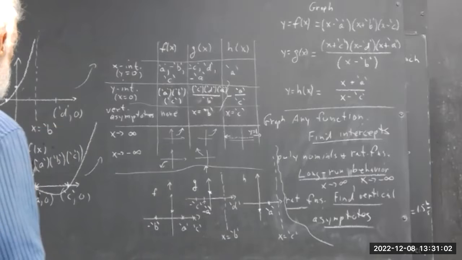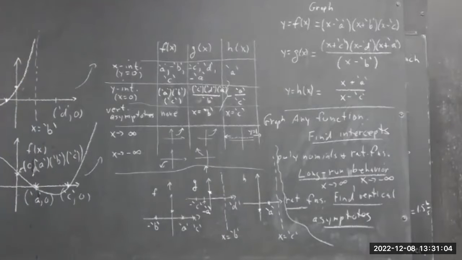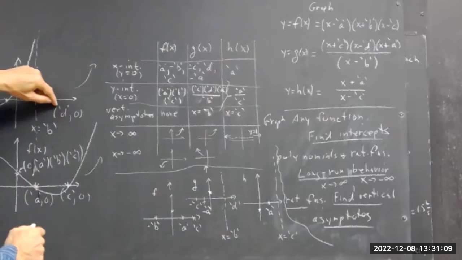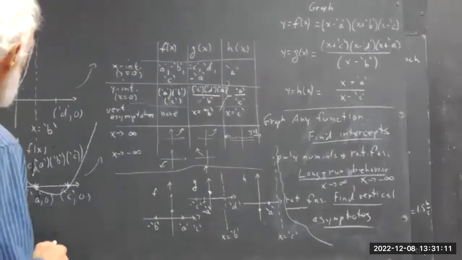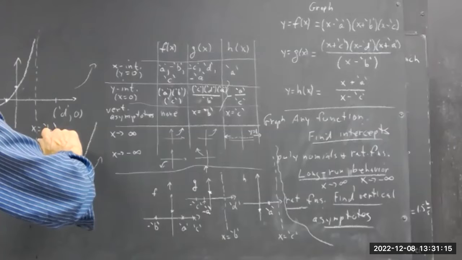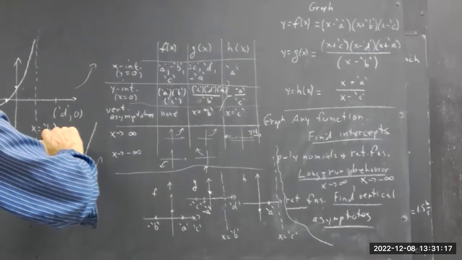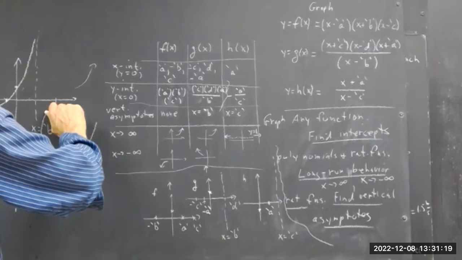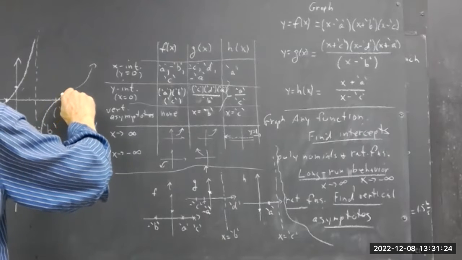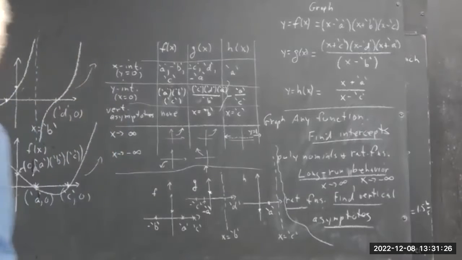Okay, on this side, we've got to go through this point and up, going up. That tells us that we've got to come up from down here. Okay, so probably going to come up and do something like this before it takes off. There's our graph.